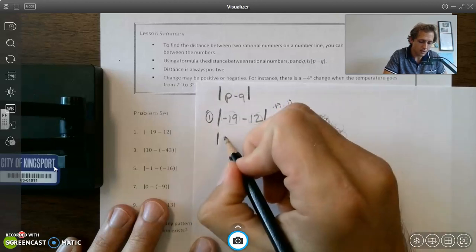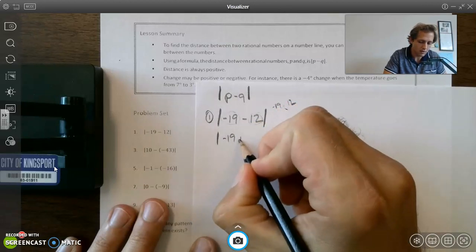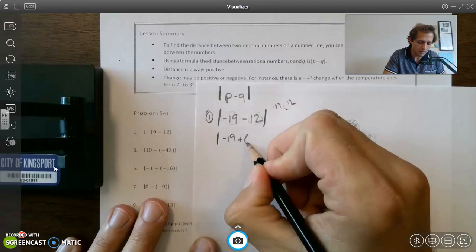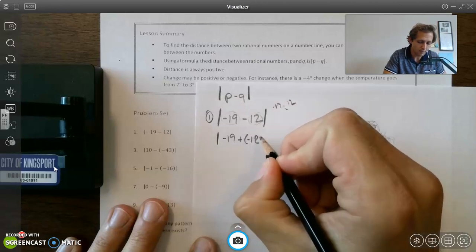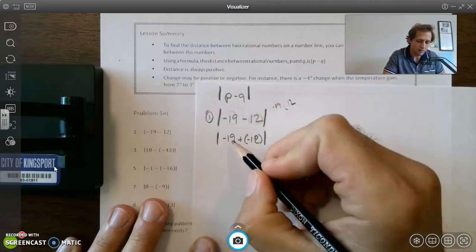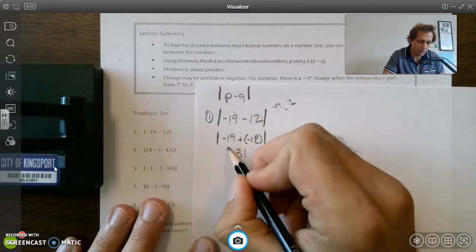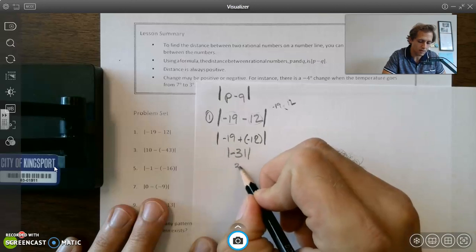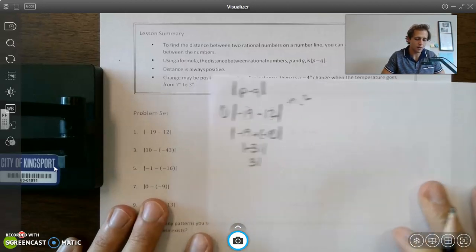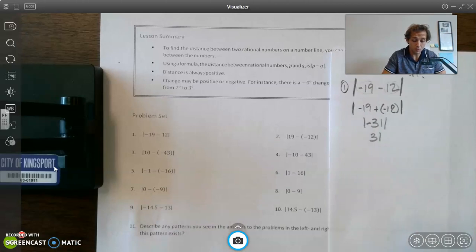I'm going to change all this subtraction to addition. So I need to add the opposite of 12, which is negative 12. And negative 19 plus negative 12 is going to be negative 31. The absolute value of negative 31 is 31. Okay. Number two.